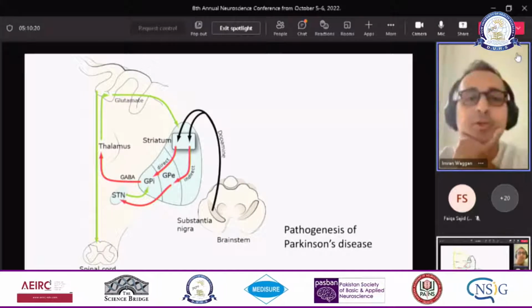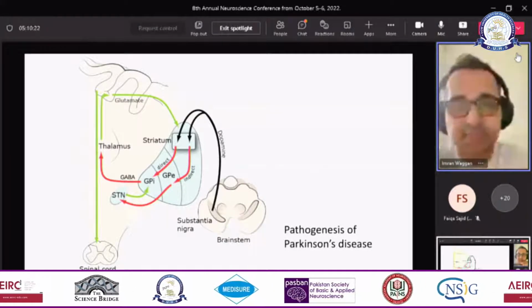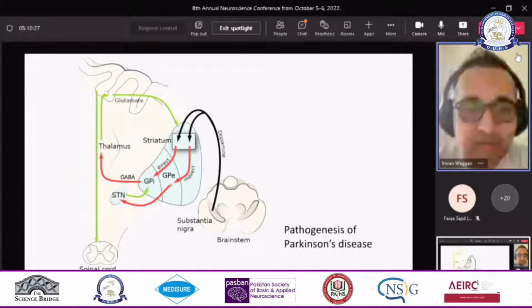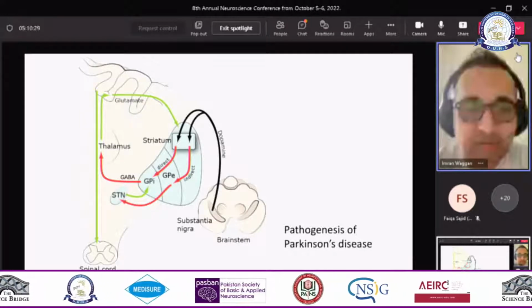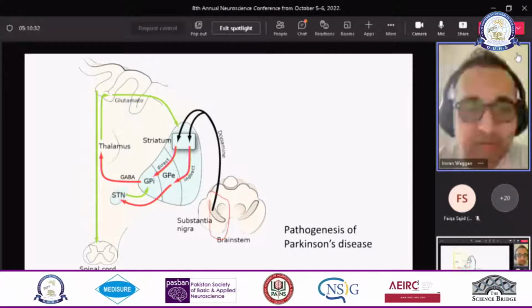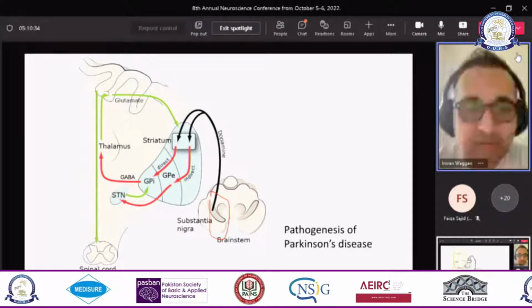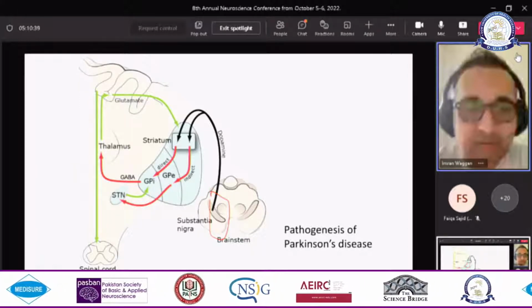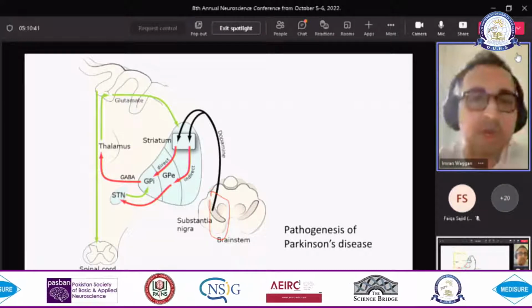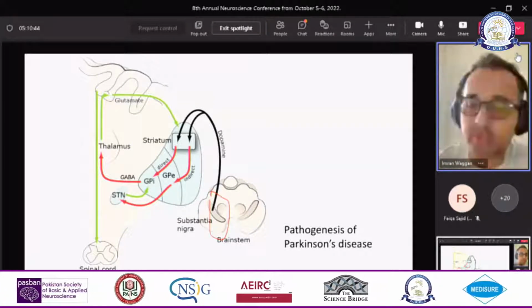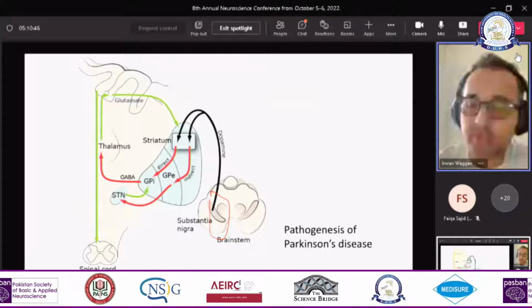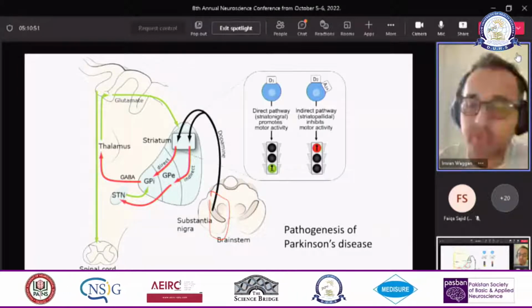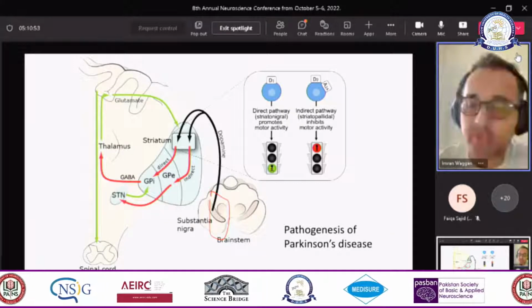So just to jog your memory a bit, what is Parkinson's disease? There is degeneration of these neurons right here in the substantia nigra pars compacta, and they give dopamine to the striatum. When there is no dopamine, of course, that leads to an imbalance of the striatal output, which ultimately leads to the Parkinsonian symptoms. You may have seen this slide a million times in medical school, but let's go through it again.